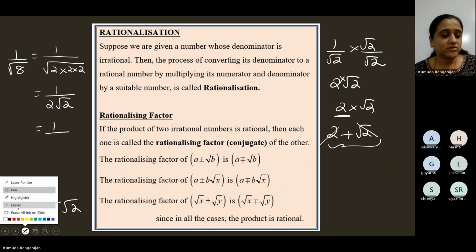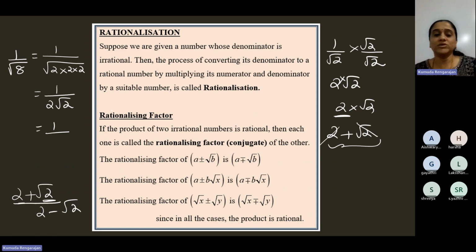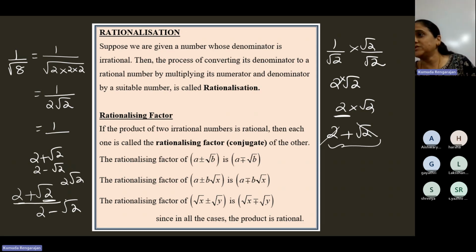Yeah. So we are talking about the difference between 2 plus root 2 or 2 minus root 2 and 2 root 2. We're trying to understand the difference between these three numbers. 2 plus root 2 is 1 unit. So its rationalizing factor will be 2 minus root 2, or its conjugate will be 2 minus root 2. 2 minus root 2 is 1 unit because 2 and root 2 are connected by the minus sign. So its conjugate or rationalizing factor will be 2 plus root 2.